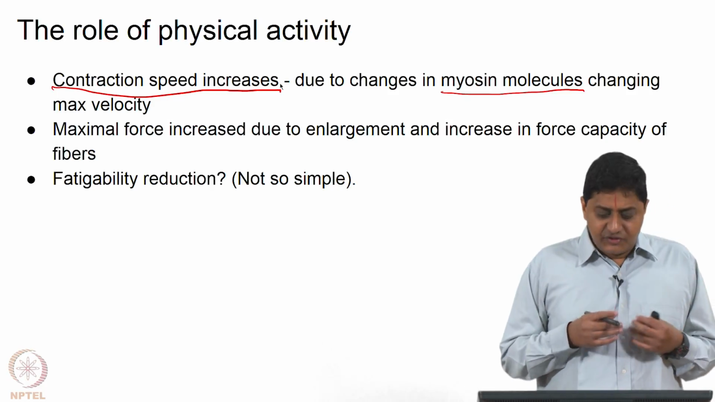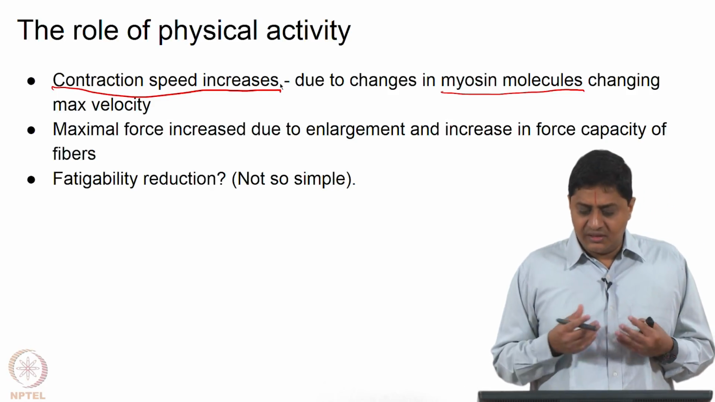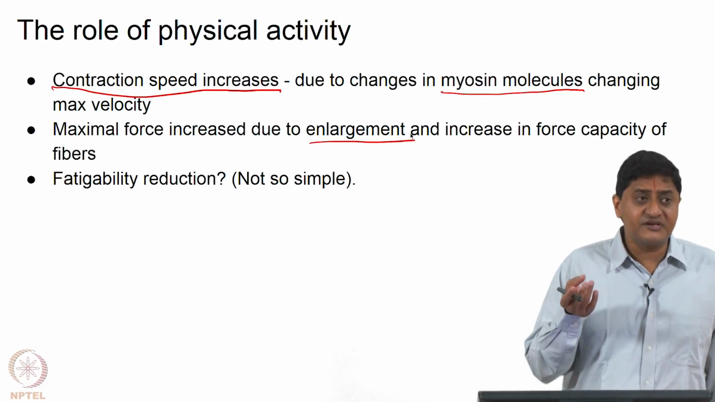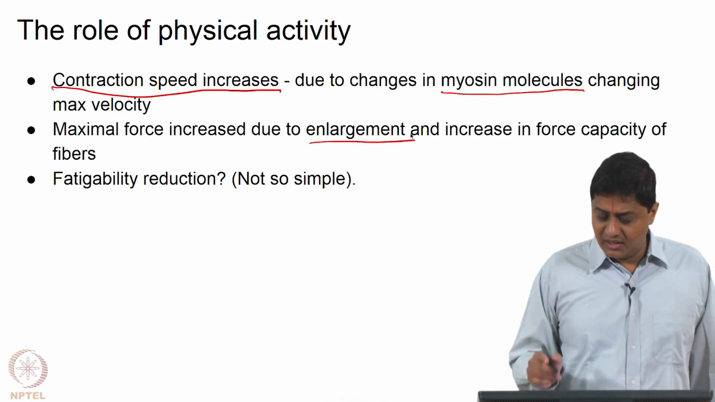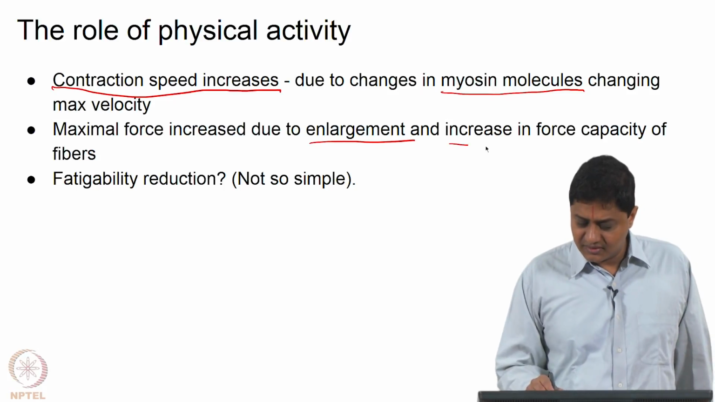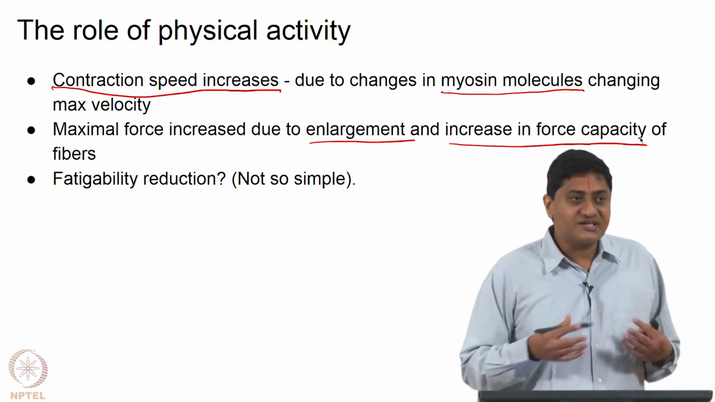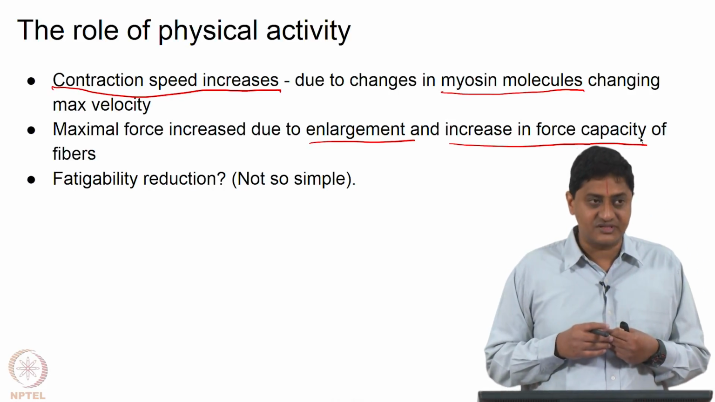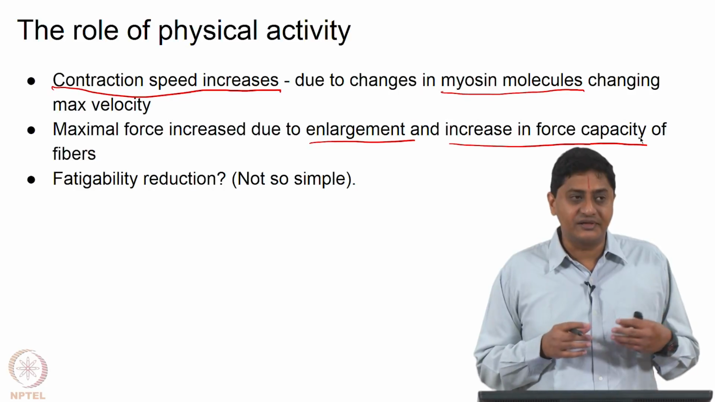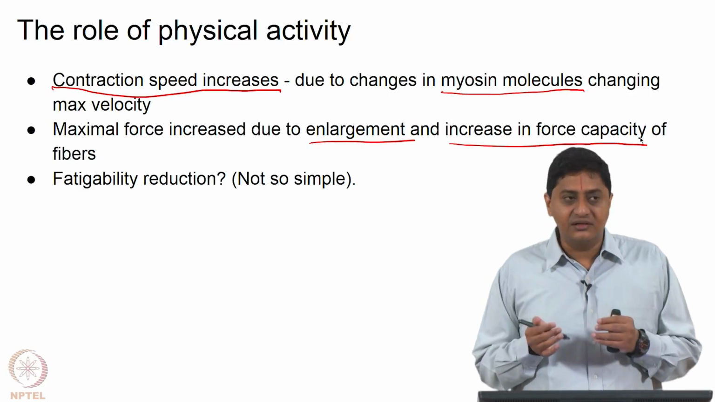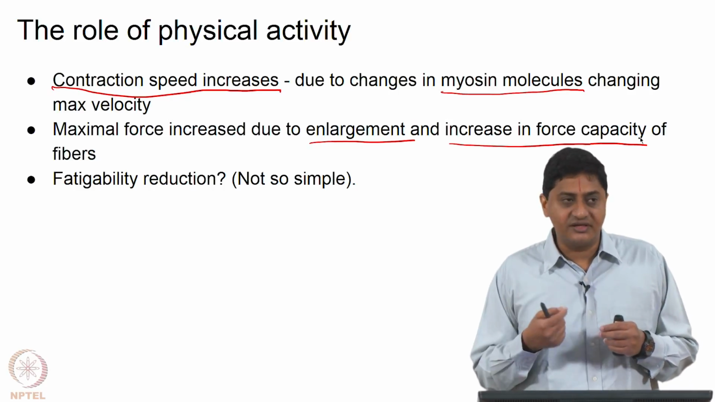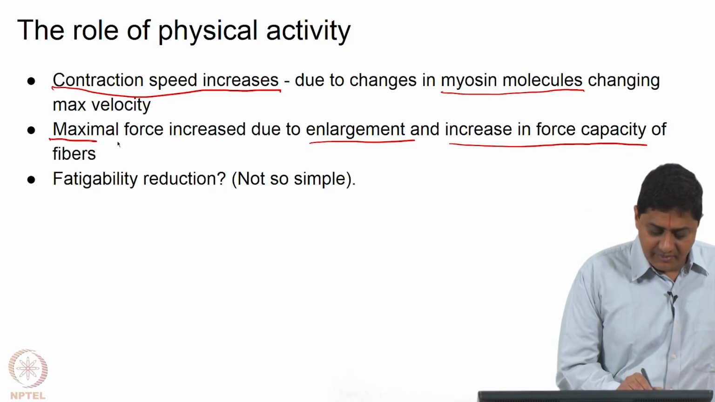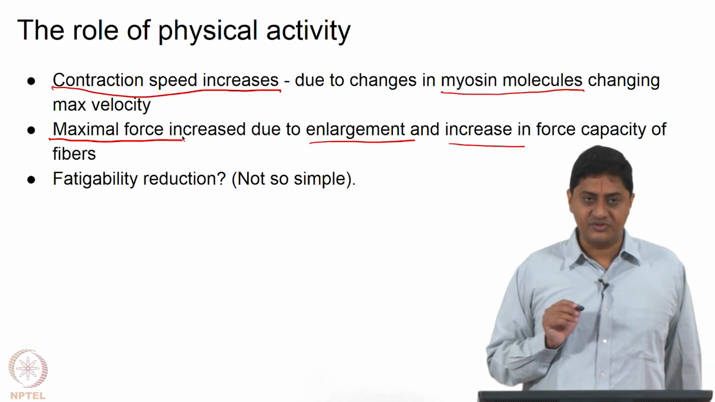And how is maximal force increased? Well, due to enlargement of the fiber. So, the fiber itself becomes bigger and simultaneously there is an increase in the force producing capability of these fibers. So, the fibers become bulkier and also stronger in their ability to produce more force, causing an increase in the maximal force that can be produced.